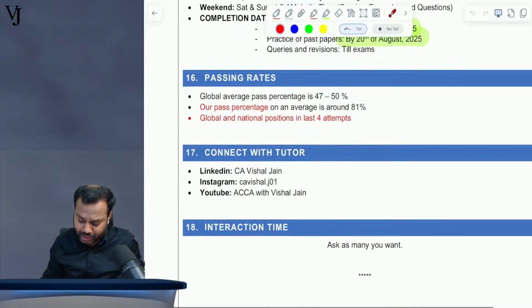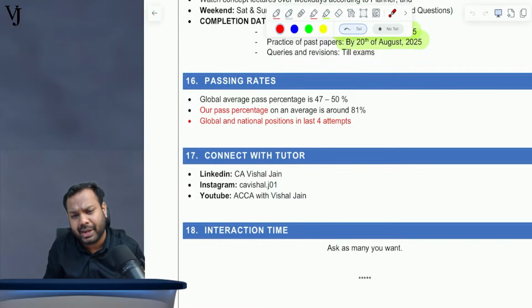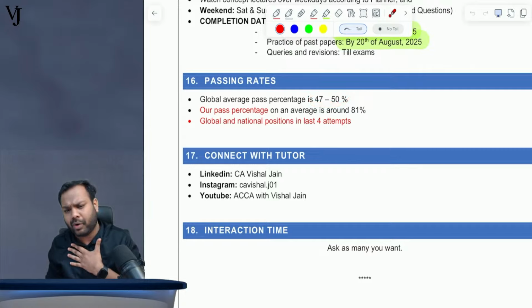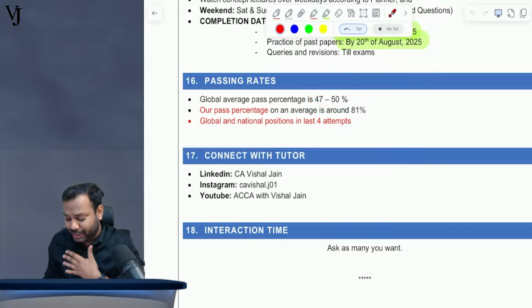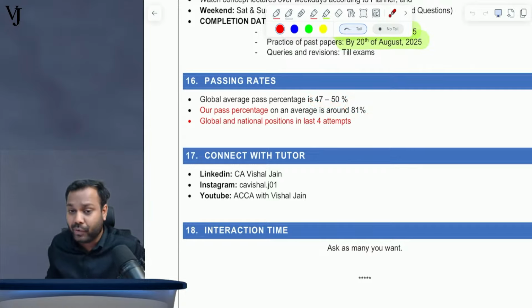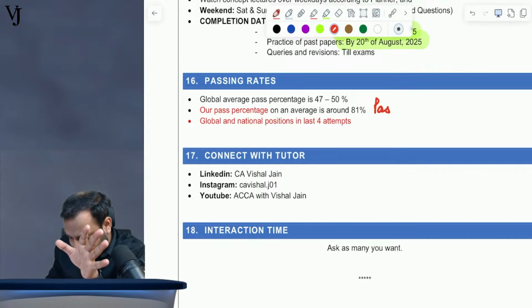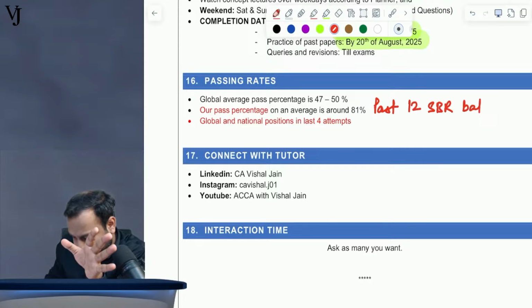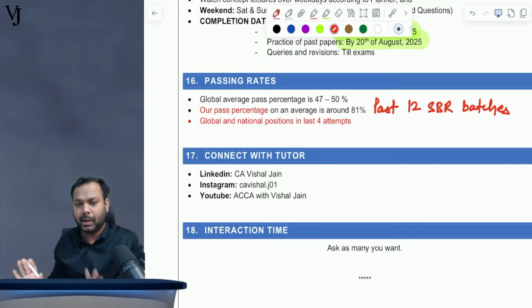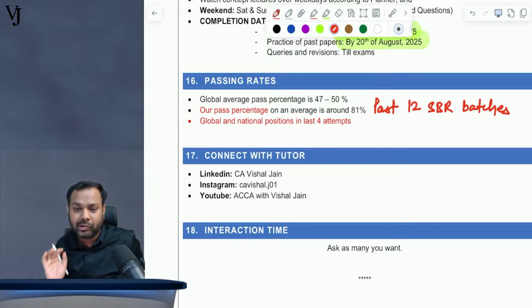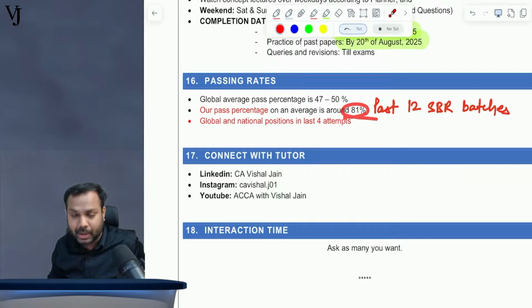That's all. The global pass rate of SBR is somewhere in the range of 47 to 50%, but for our students it is around 81%. This is on average for the past 12 SBR batches that I have conducted. This is my 13th SBR batch. For the past 12 batches, the average is around 81%.